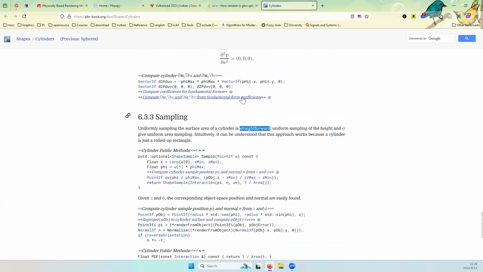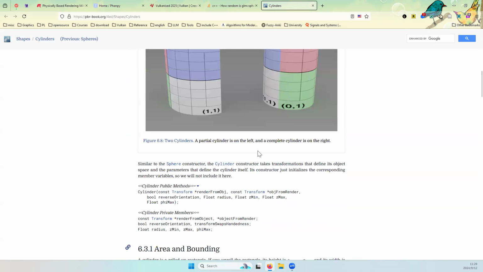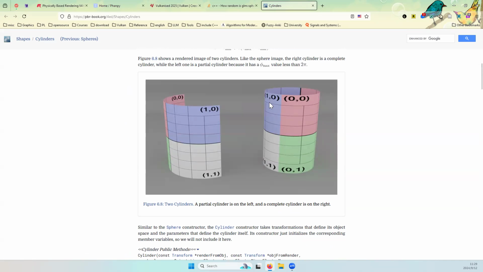It's a heck of a lot easier to do a texture map onto a cylinder without a top and bottom. But I guess if you want top and bottom, you can just put two spheres at top and bottom.